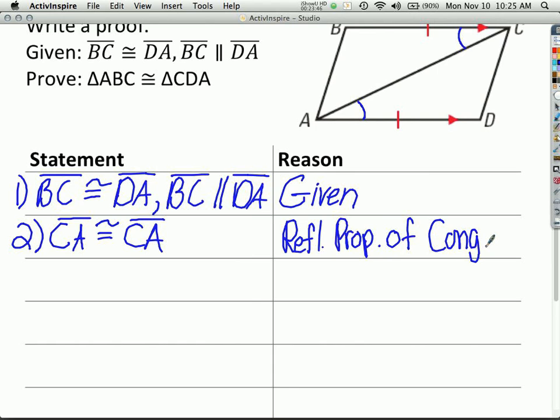Two pieces of evidence down. Third piece of evidence needed was the angles. So let's go back to Feng. Feng, how would you write it out?